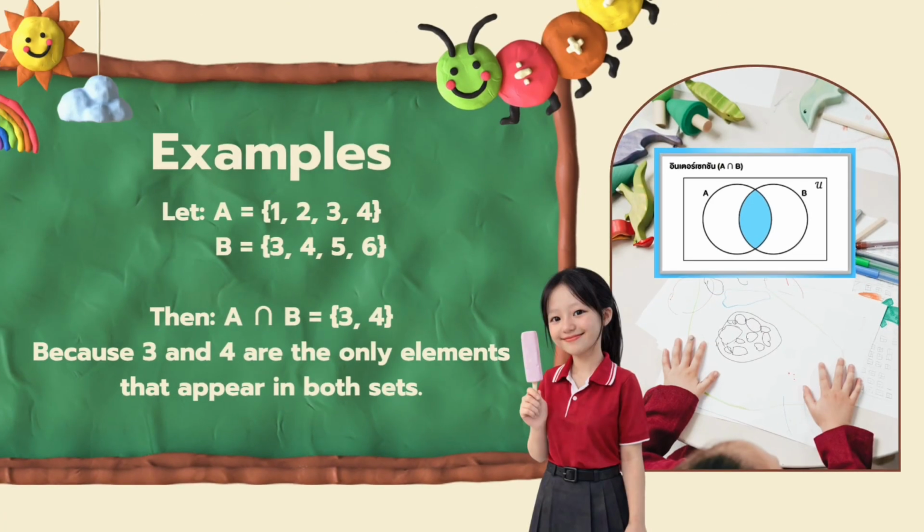Now, let's look at an example. Let set A be the numbers 1, 2, 3, and 4, and let set B be the numbers 3, 4, 5, and 6. If we want to find A ∩ B, we look for the numbers that appear in both sets. We can see that the numbers 3 and 4 are in both set A and set B. So the intersection of A and B is the set containing the numbers 3 and 4. This means A ∩ B equals {3, 4}. And that's how we find the intersection of two sets.